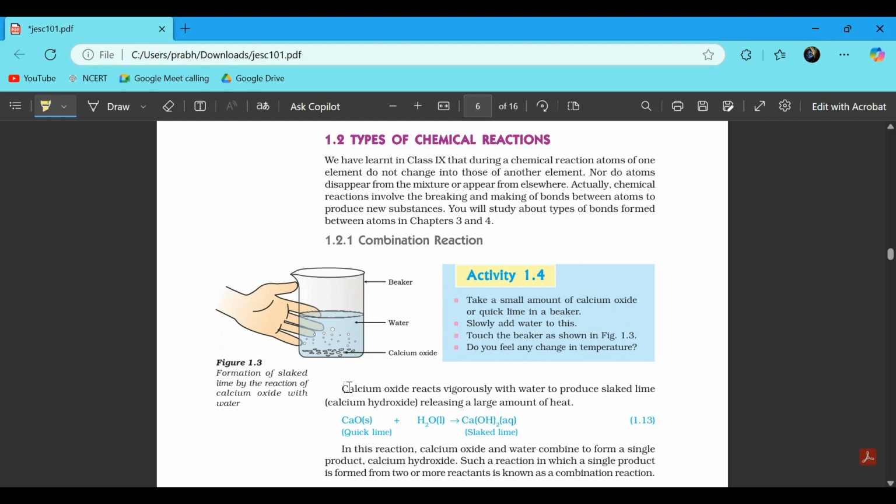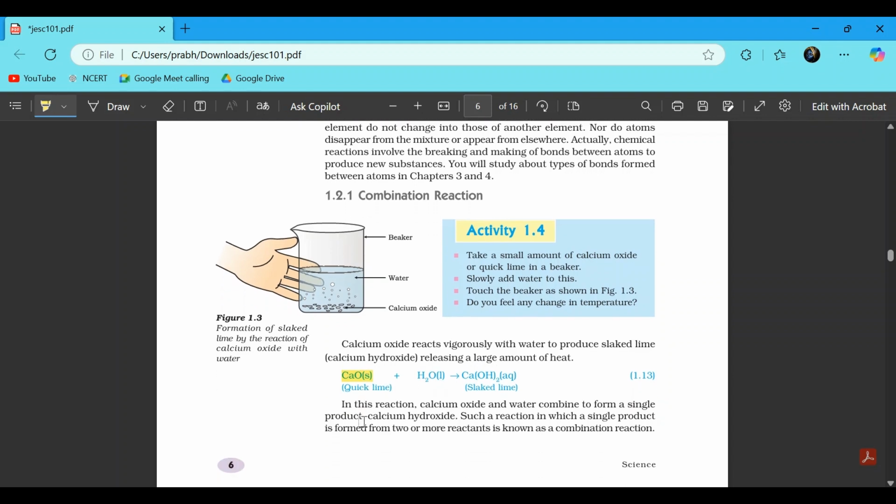This is a property of this combination reaction. In every reaction, sometimes heat is not released vigorously, but in this reaction you can observe that when you touch the container, it is quite hot. So slaked lime is formed here. Quicklime is the common name for CaO. Calcium oxide is also called quicklime, so you should remember it. CaO, quicklime, when it reacts with H2O, then slaked lime is formed.